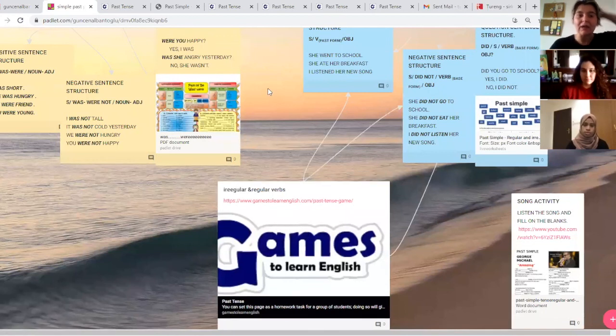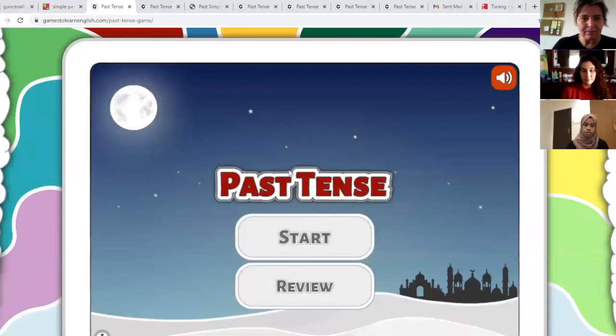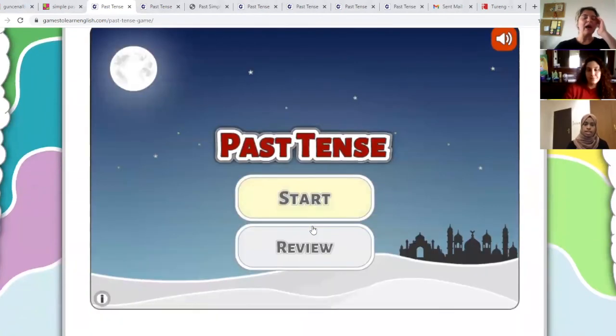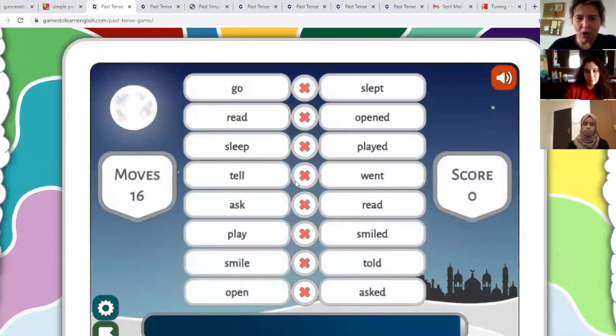I will ask you, and can you see? Yeah, we can see now. I will read the verb, and then I want you to match the past form of the word that I read for you. Okay? Can you understand what we will do? Okay, let's start. Alicia, go.